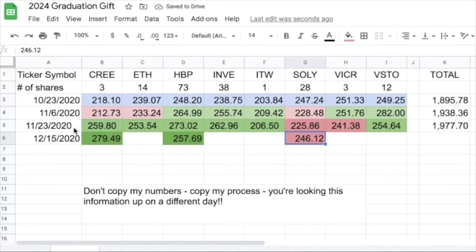And then, of course, after you get all 8 of your numbers filled in, you're going to sum them up and get the new total. Hopefully, it's above what we bought it. The higher this total is, the more value to your graduation gift if you meet all the requirements to graduate in 2024. Two different groups of people.